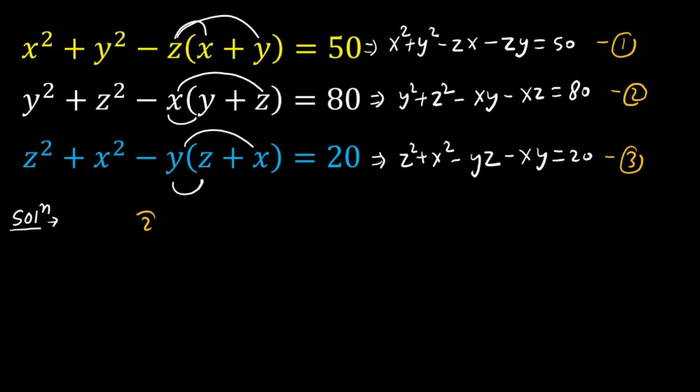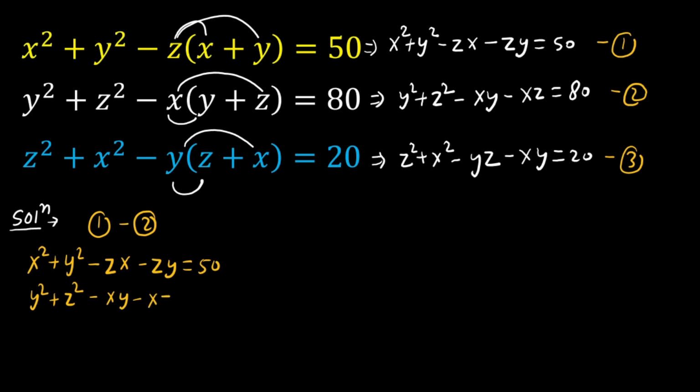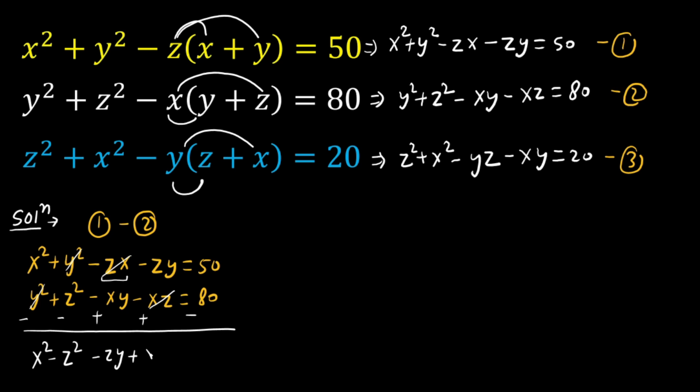Now if we subtract equation second from first: equation first is x² + y² − zx − zy = 50, and equation second is y² + z² − xy − xz = 80. Here the signs change, so y² and −y² cancel out. Then we have x² − z², and −zx with +zx cancels out. Then −zy + xy equals 50 − 80, that is −30.